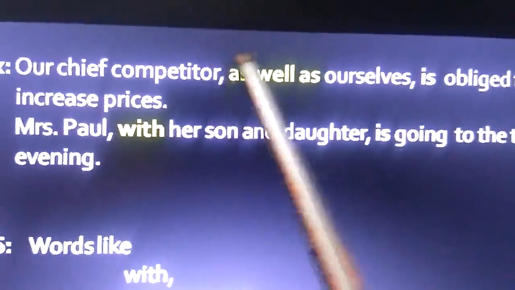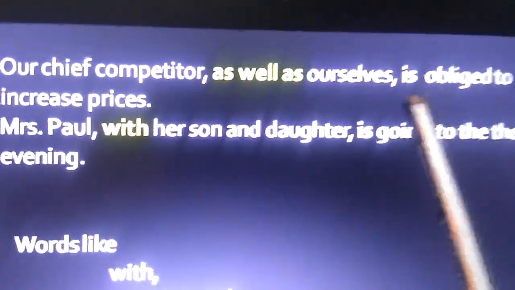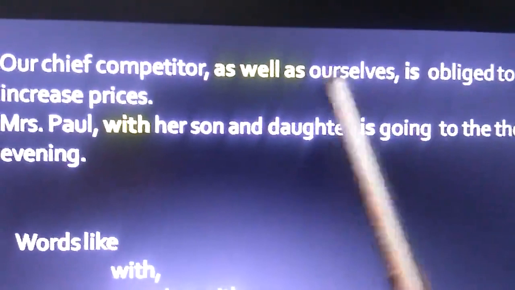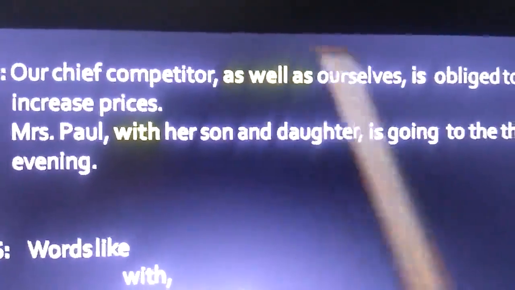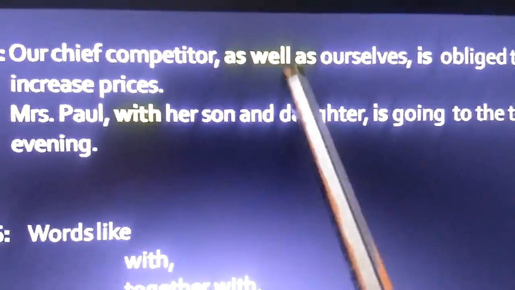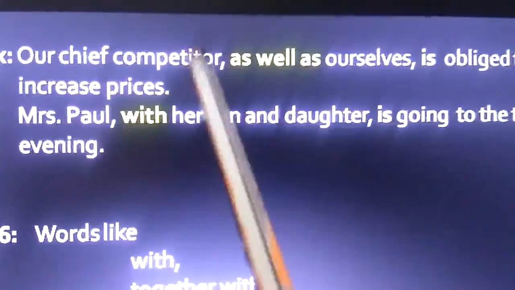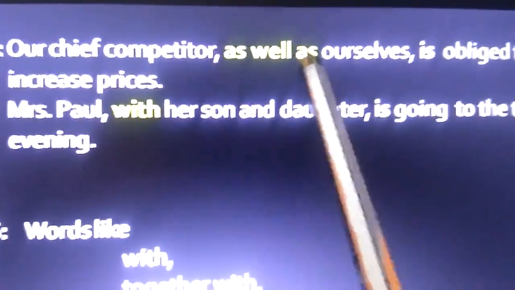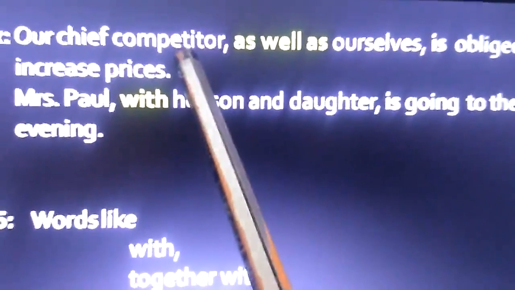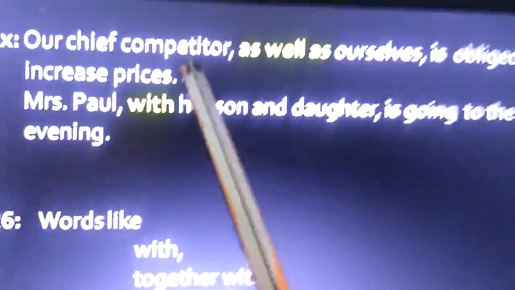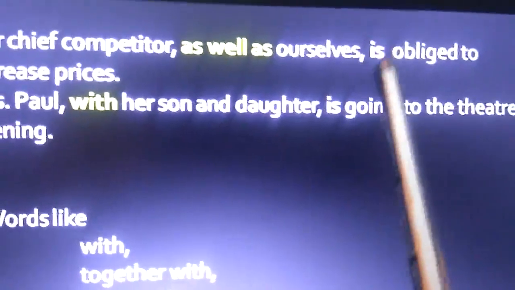So whatever information is given inside the brackets or between the brackets is additional information which is added to the sentence. So we should not focus on the additional information. Instead, we have to focus only on the true subject of the sentence. That means here the main subject of this sentence is competitor. And competitor is a singular noun, so we have used a singular verb here.